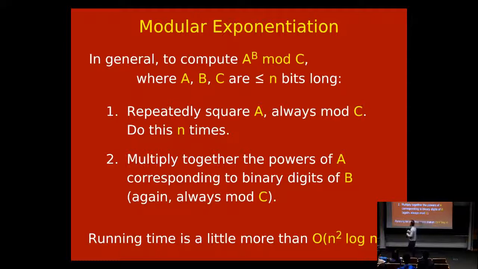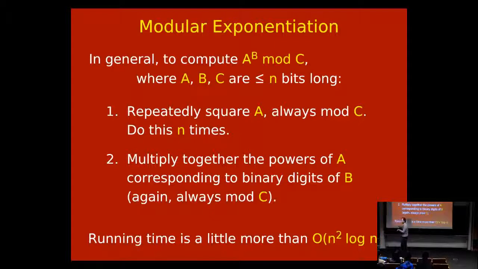OK, so in general, to do this computation of a to the b mod c, where these are n-bit numbers, the first thing you do is just repeatedly square a n times, but you always take it mod c. This prevents the numbers from getting really long. Since you're always going mod c, you're always working with just n-bit numbers. And we can do multiplication or squaring also in poly n time. So this whole thing is poly n.